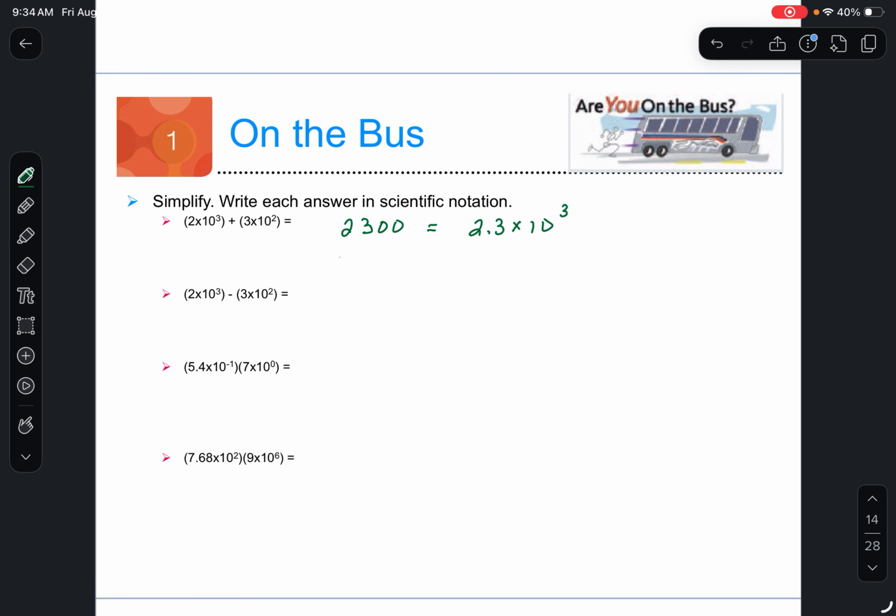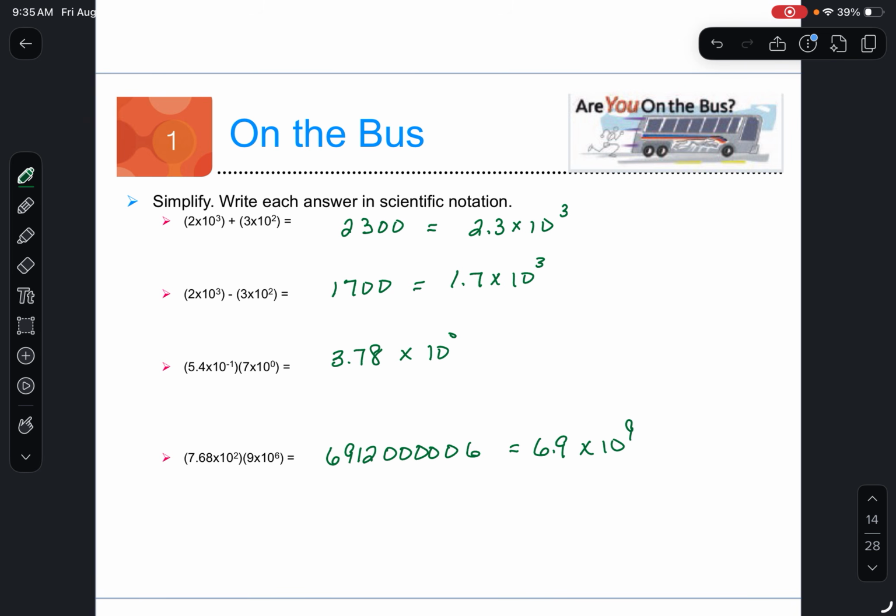Okay, our next problem, you should get 1,700. And when we put that in scientific notation, we get 1.7 times 10 to the 3. Our next one, we have our answer 378, and that would be times 10 to the 0. And then our final answer, we have 6912 and 1, 2, 3, 4, 5 zeros and a 6. So that answer would be 6.9 times 10 to the 9th.